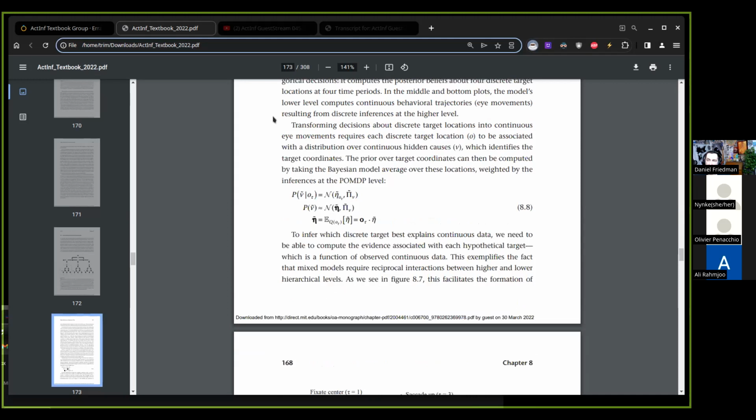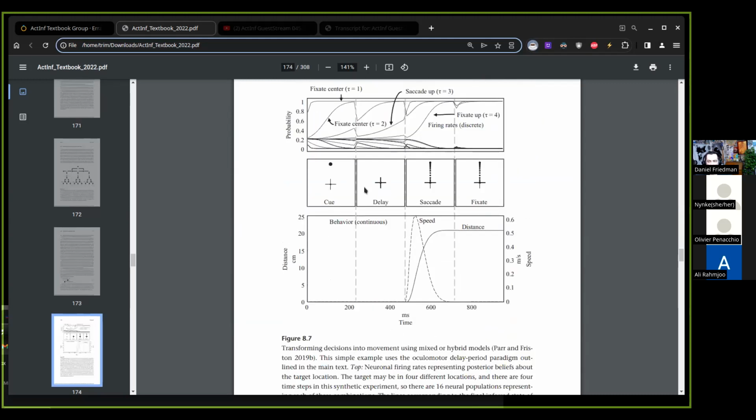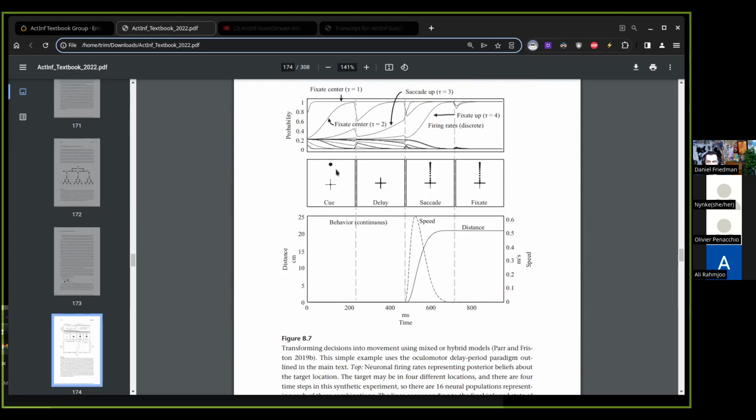This is a little bit of machinery that helps map between the discrete selection of target locations into the continuous setting where those target locations can be realized. And an example of this is using a saccade, where there's a discrete movement of a target location followed by a continuous time trajectory of the saccading to that.